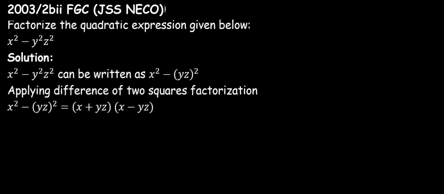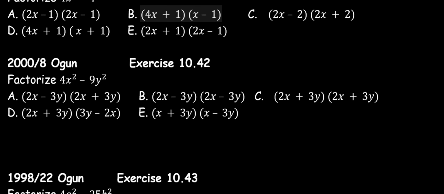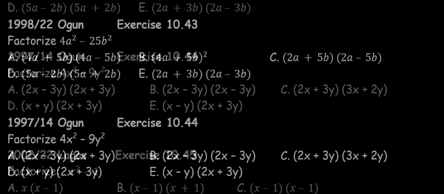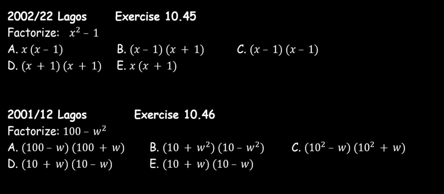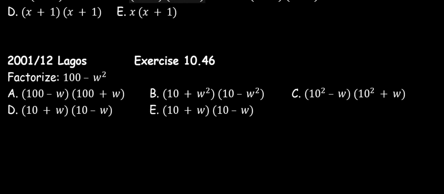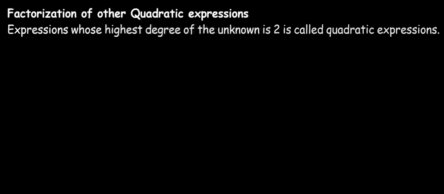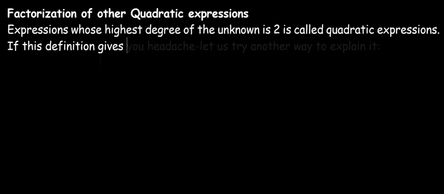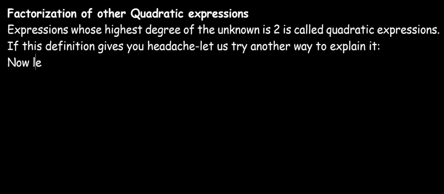Next, we have some exercises on page 104 of JSCE mathematics. Quickly, we go to our next subtopic, factorization of other quadratic expressions. Expressions whose highest degree of unknown is 2 is called quadratic expression. If this definition gives you headache, let us try another way to explain it. Now, let's list some expressions and study their pattern.